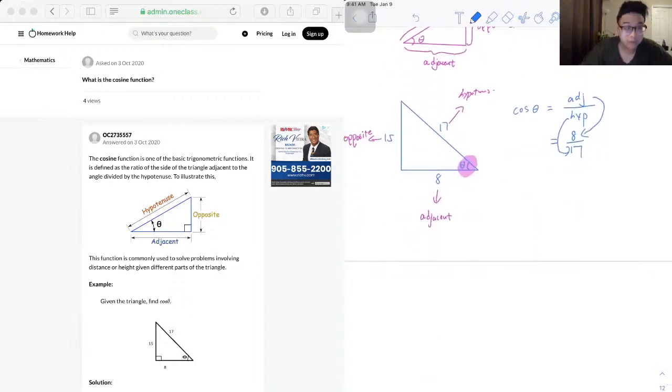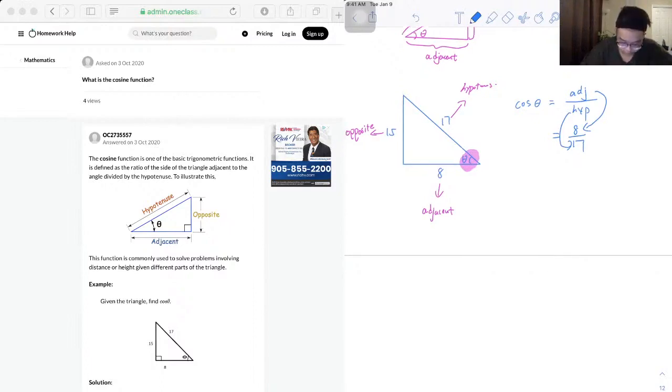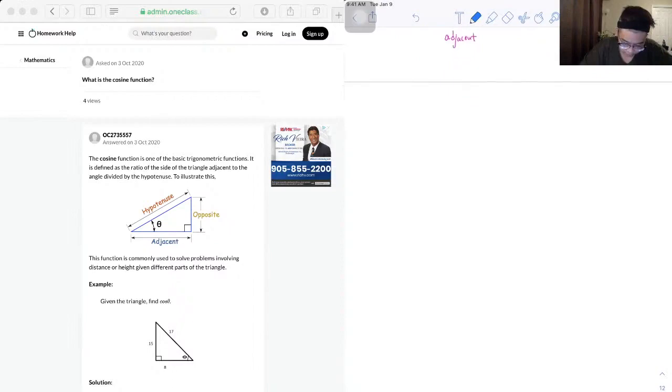And also the cosine function is related to the unit circle. And the unit circle is a circle centered on the origin 0, 0 of a Cartesian plane with a radius of 1 unit, and the cosine corresponds to the x-coordinate of the point with respect to the angle. So let me draw that down.